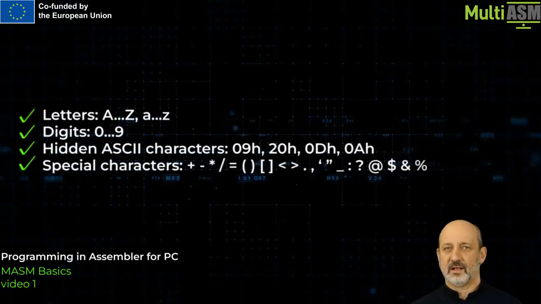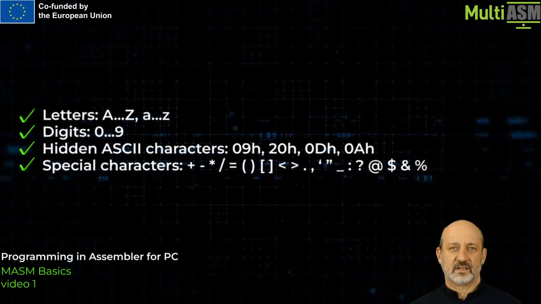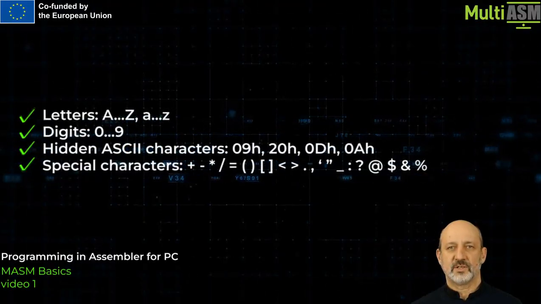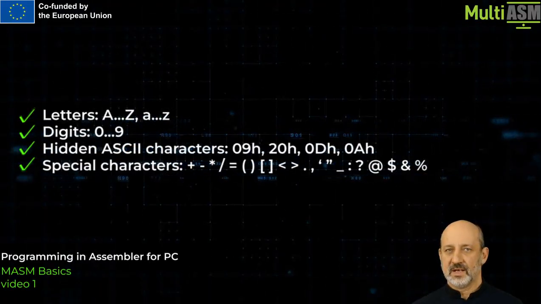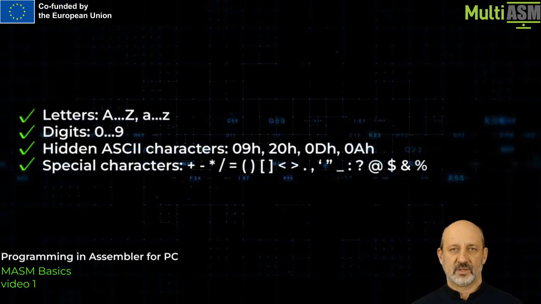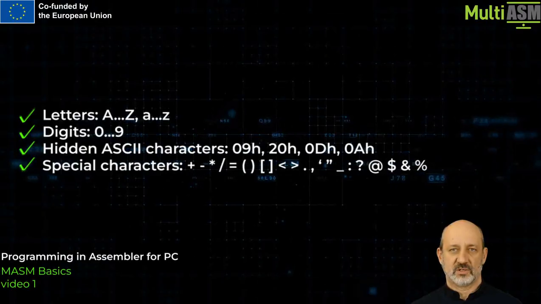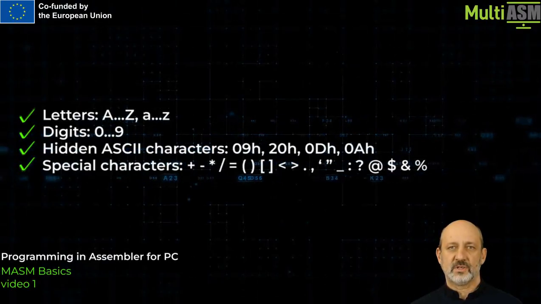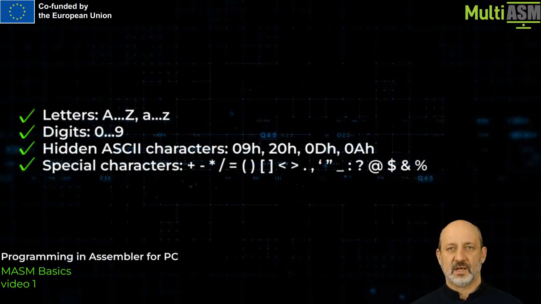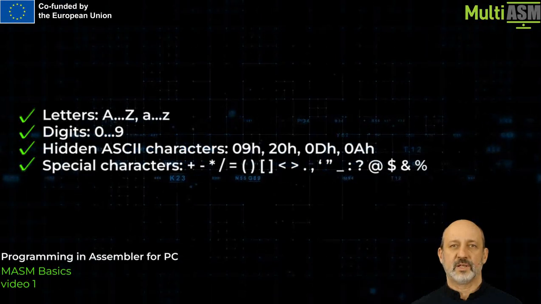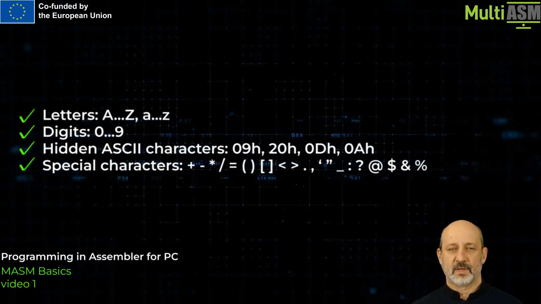Let's start with an alphabet. An alphabet is a set of characters which can be used in writing programs. In MASM, they include small and capital letters, digits, hidden characters, and special characters. Special characters may have a defined meaning, and not all of them can be used freely in a program.